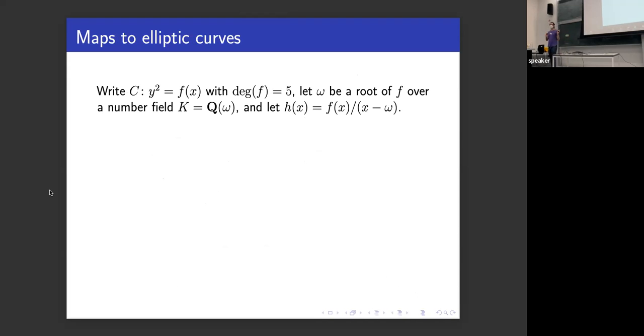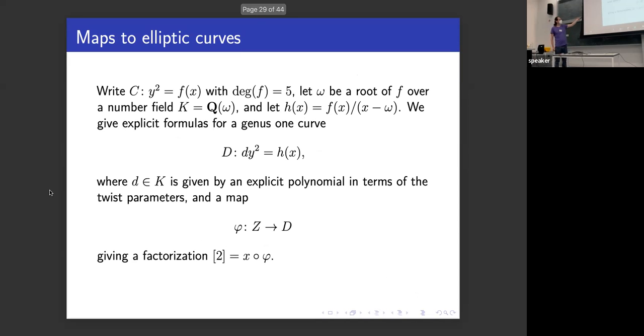Now let's also make the maps to the elliptic curves explicit over the field of definition. If we write our curve as y squared equals quintic, and we pick one root of this over a number field, which is generically quintic, and then take the remaining degree 4 factor, the elliptic curves are going to be Jacobians of this genus 1 curve, which is some twist of y squared equals this quartic. And the quadratic twist parameter here, we can actually give an explicit formula for as well. It's just an explicit polynomial in terms of the twist parameters.